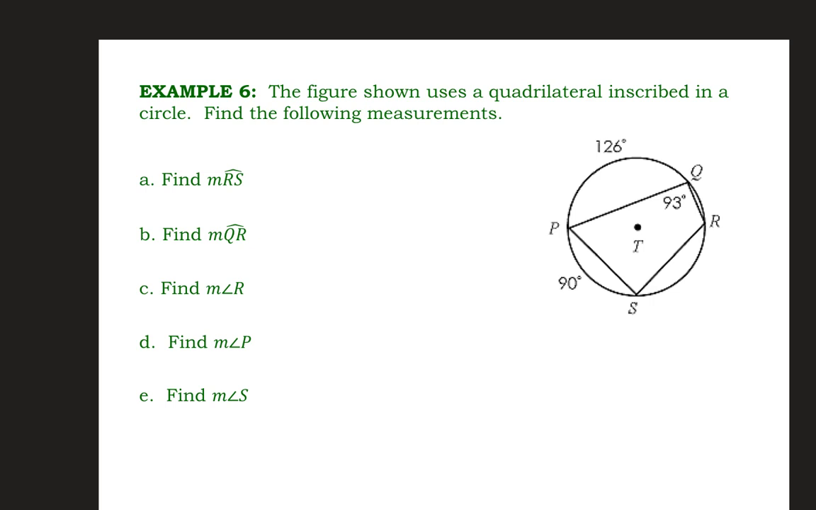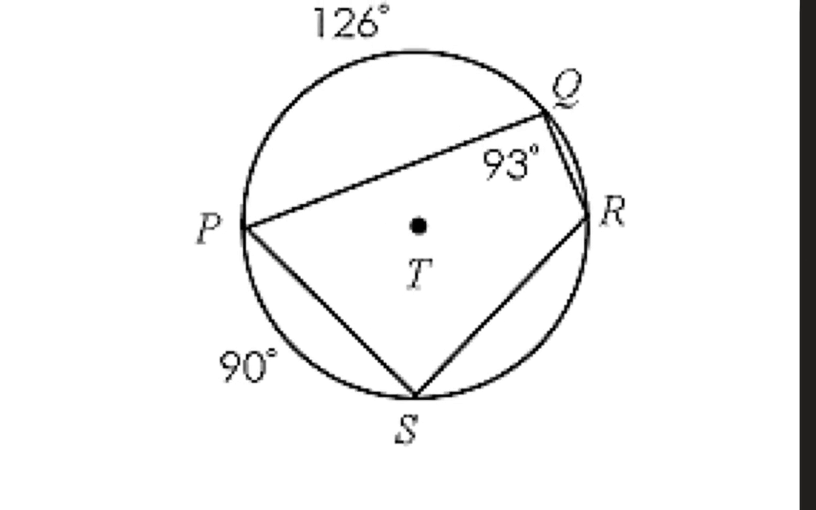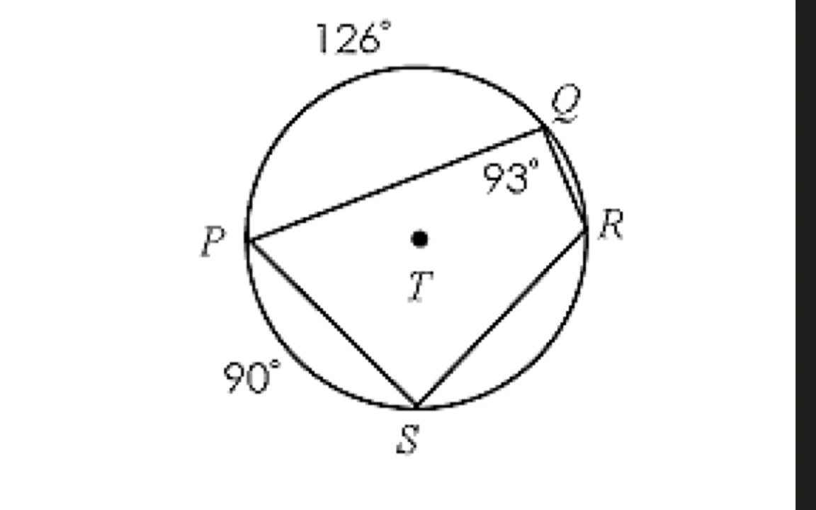So here we have a quadrilateral inscribed inside a circle. I'm having you find everything. So look at all your numbers. What do y'all want to deal with first? Do y'all want to deal with the 126? Do you want to look at the 90? Do you want to look at the 93? 93, okay. So you're going to look at the 93 and you're going to say, okay, so here's 93.